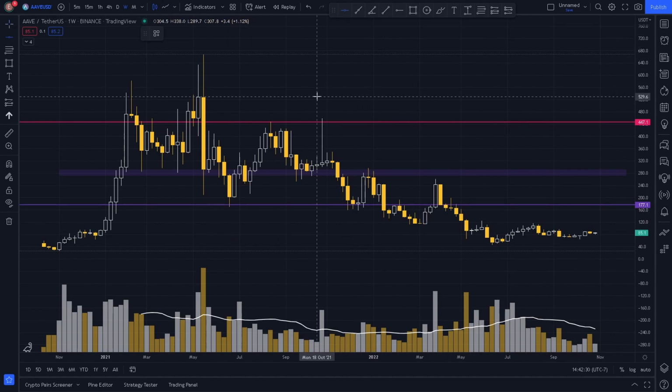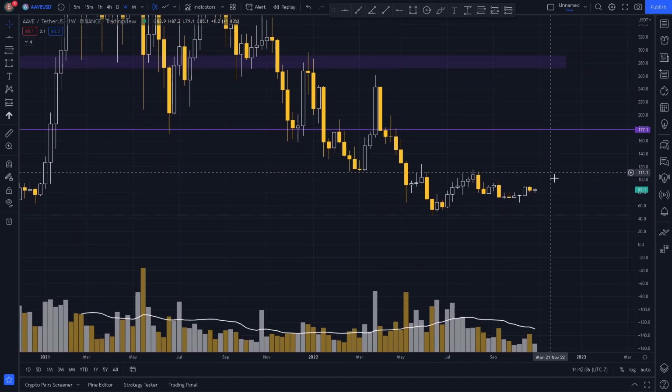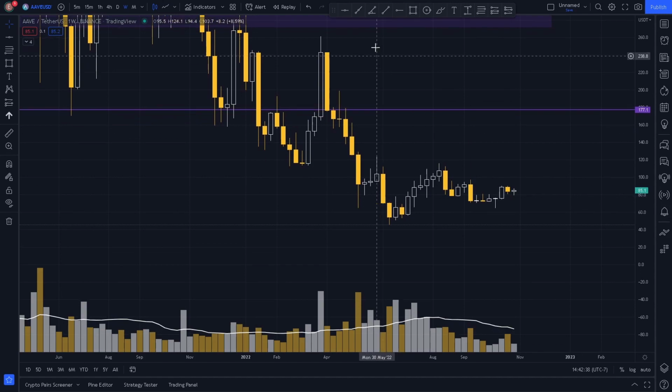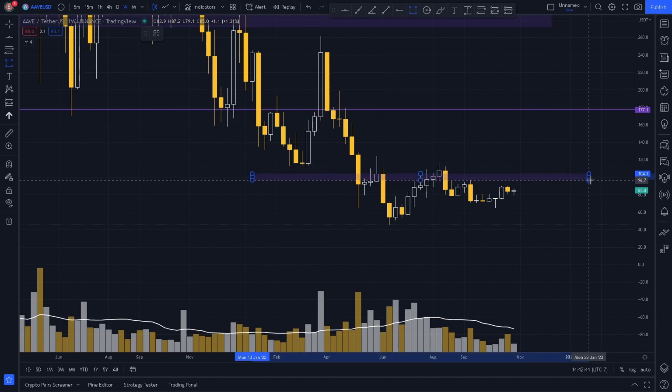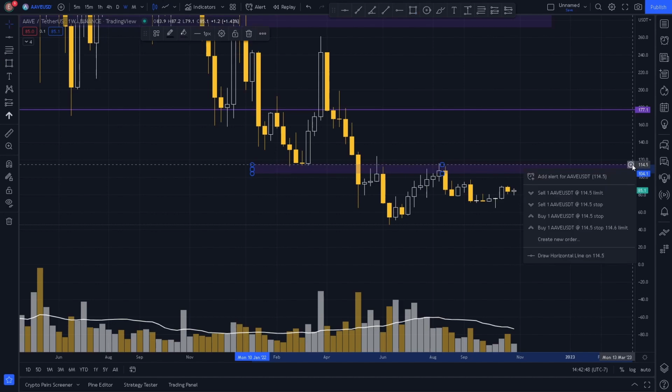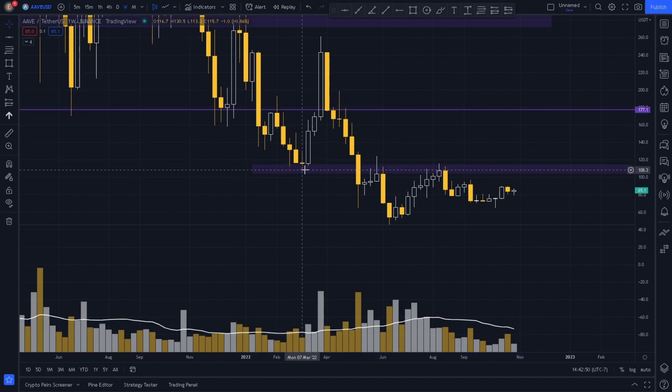So we can also plot our key weekly swing high. Now, let's look at the most recent price action. We can notice a key level right here, where price came down and reversed drastically, creating a key level of support.